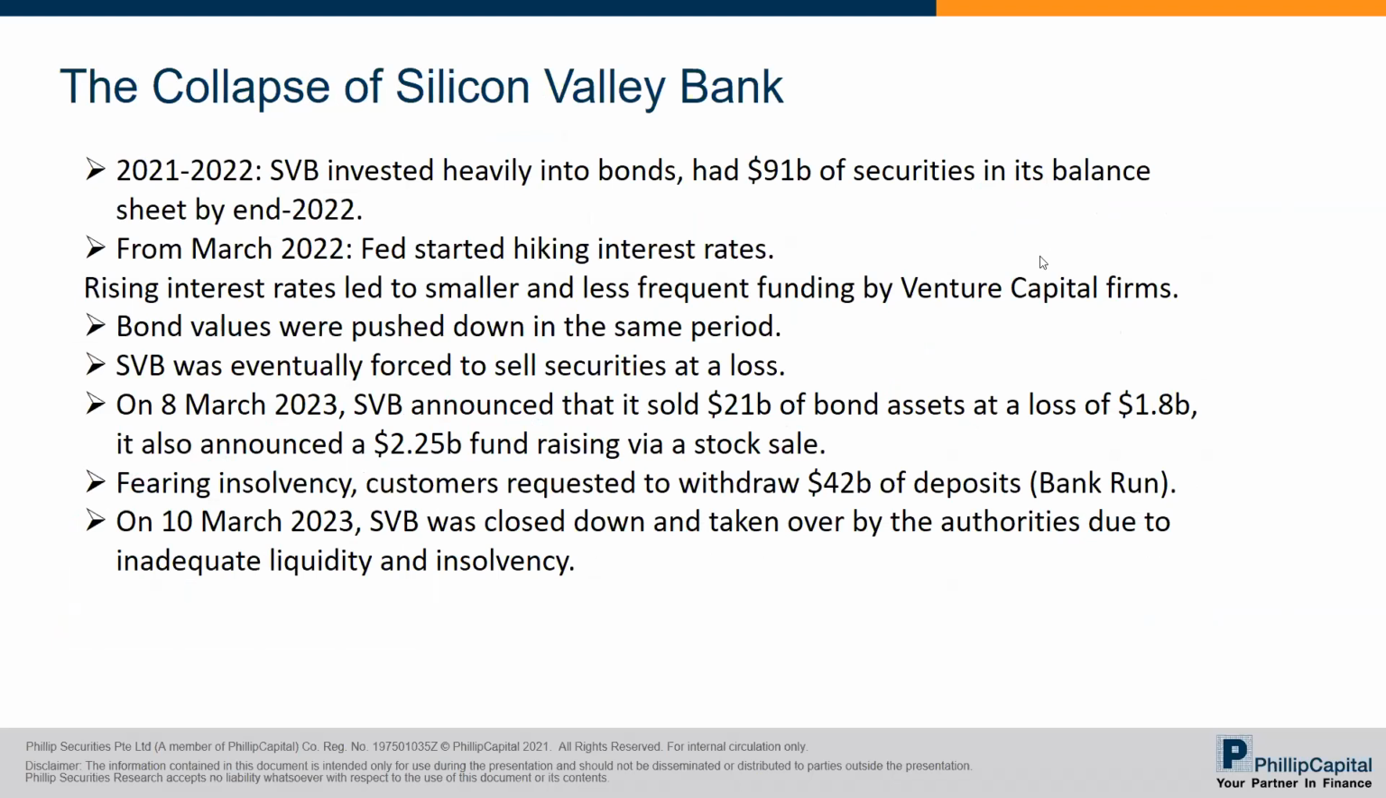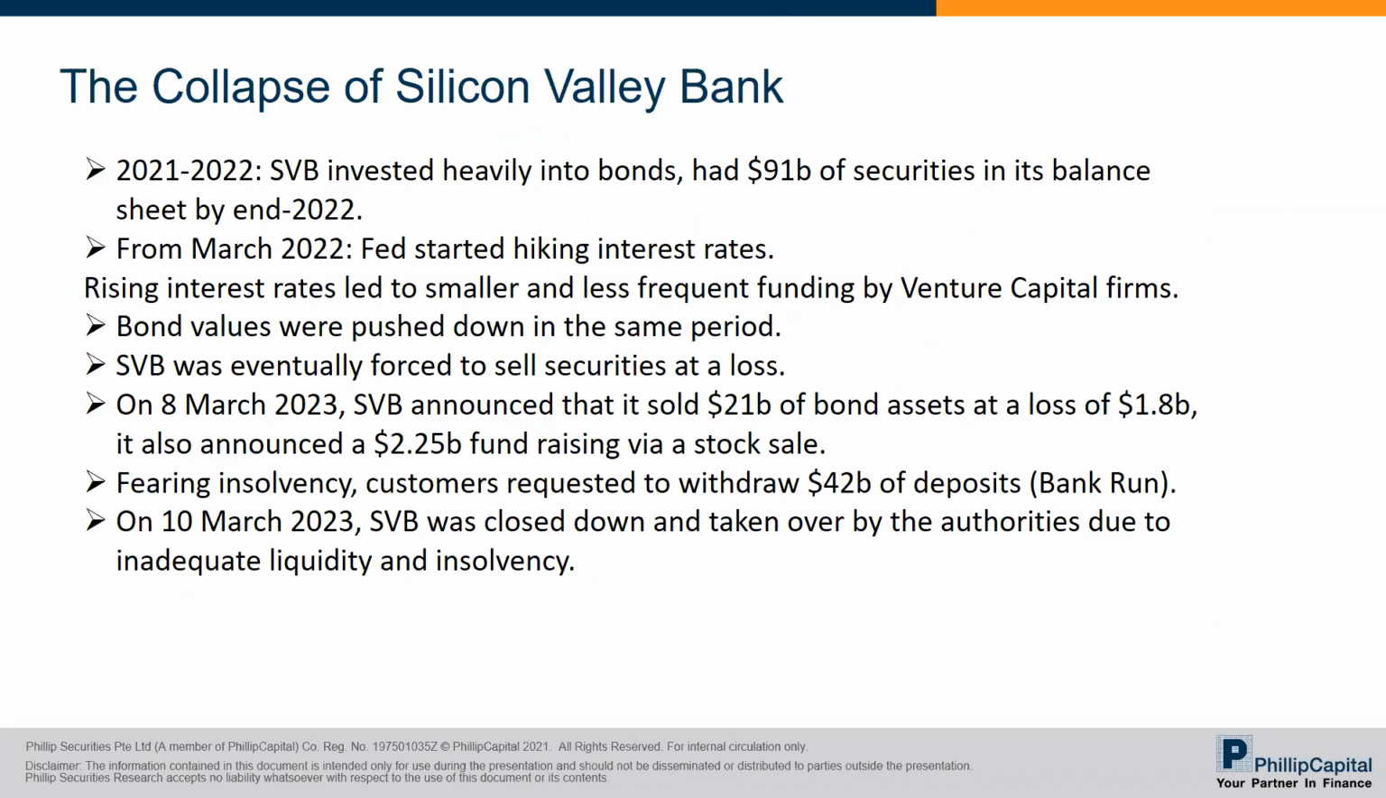So on 8th of March they announced a booking of a loss of 1.8 billion in their bond investment. At the same time, they announced they wanted to raise funds via a stock sale. They wanted to raise 2.25 billion. But on hearing this news, Silicon Valley Bank's customers felt that the bank could not sustain this situation, so they rushed in to withdraw a total of $42 billion of deposits.